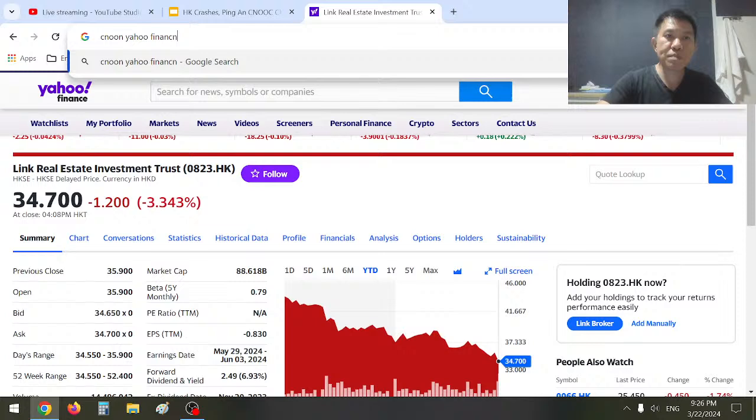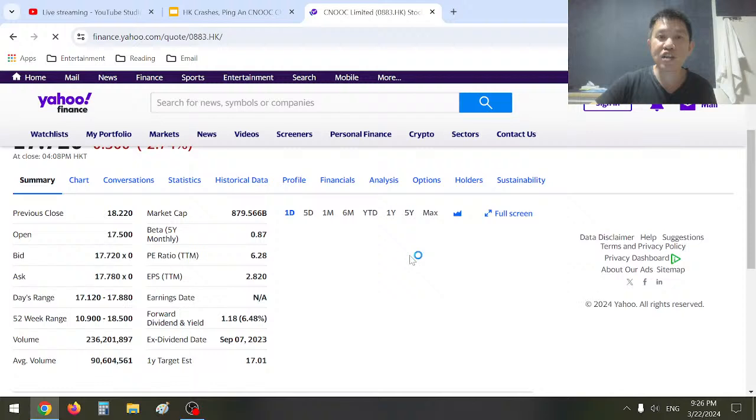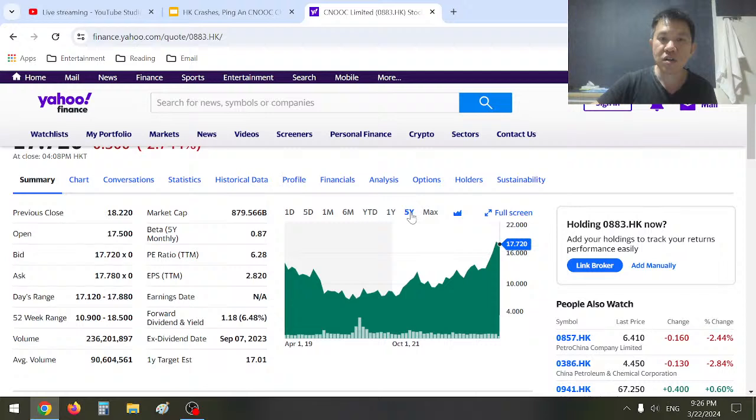So previously some people asked me whether CNOOC can buy or not. I said I won't buy because it's in a cyclical industry. The time to buy is during the COVID period when oil prices crashed. When oil prices are low, you buy. So it was like $7, $8. Now it has more than doubled already. So now it's high already, cannot chase already.